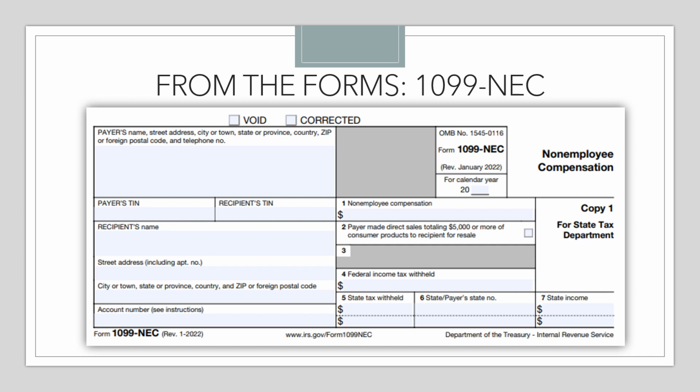Organizations are required to use this form if the self-employed individual was paid more than $600, but if they were paid less than $600, they still need to report that income on their return, but they won't necessarily have this form.